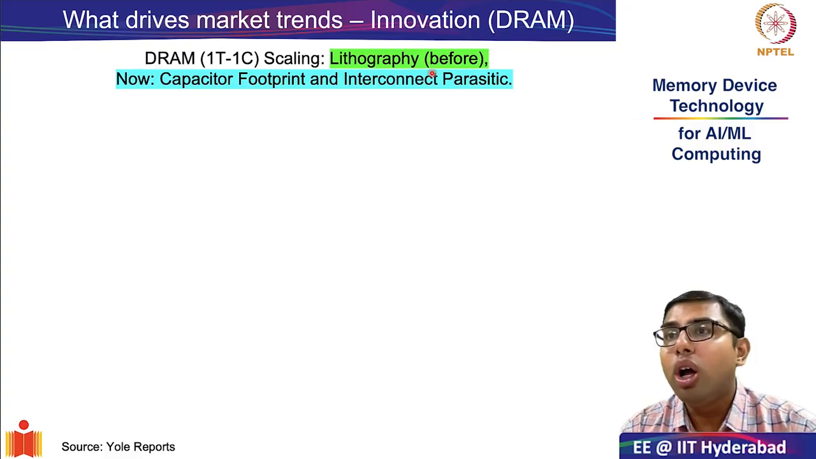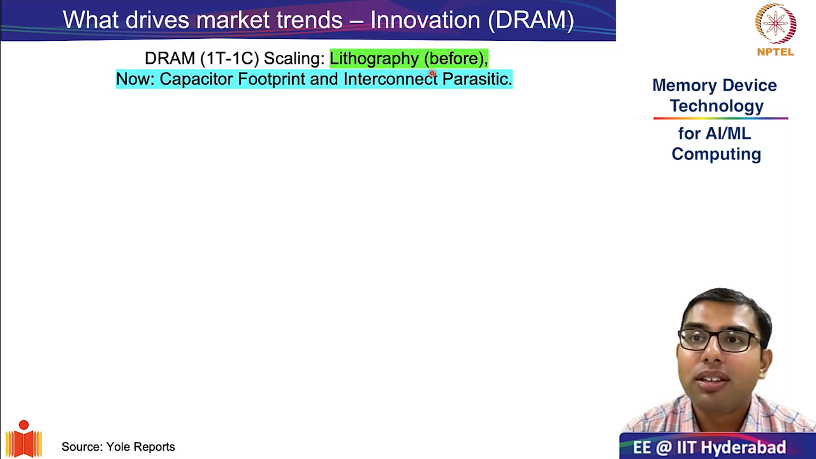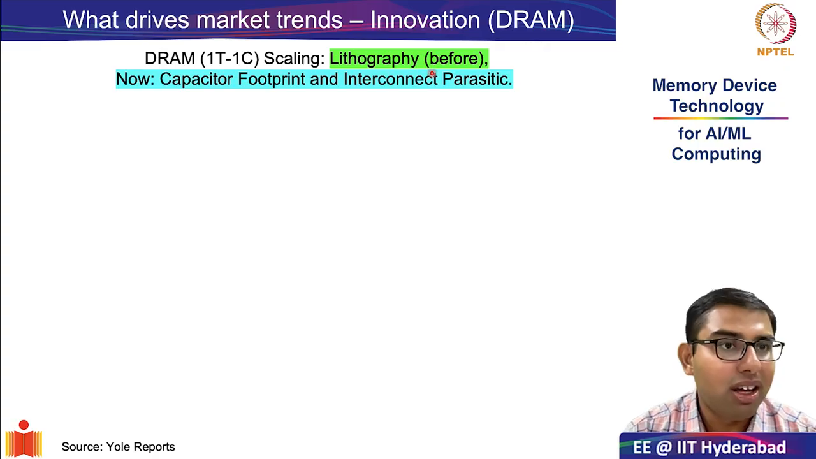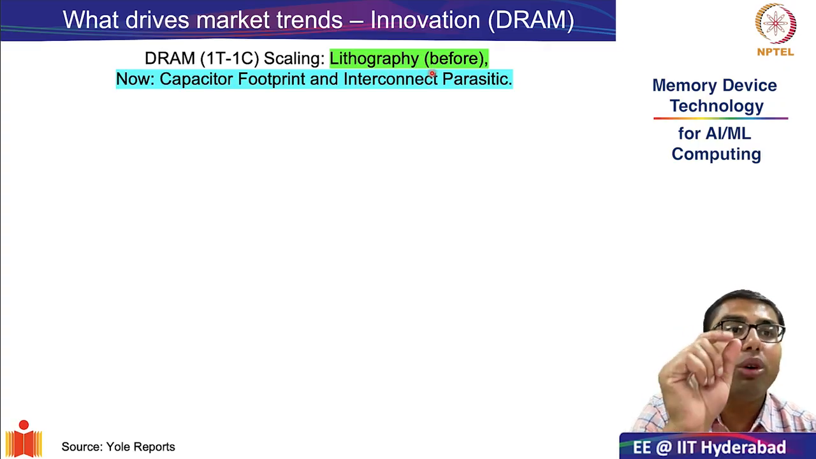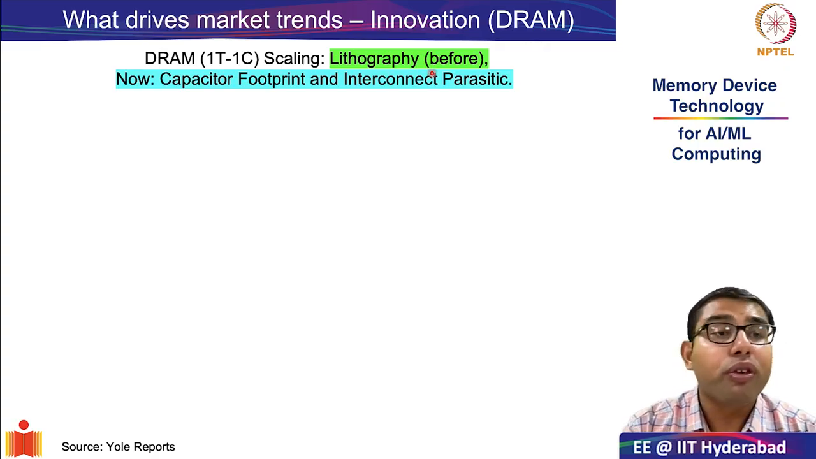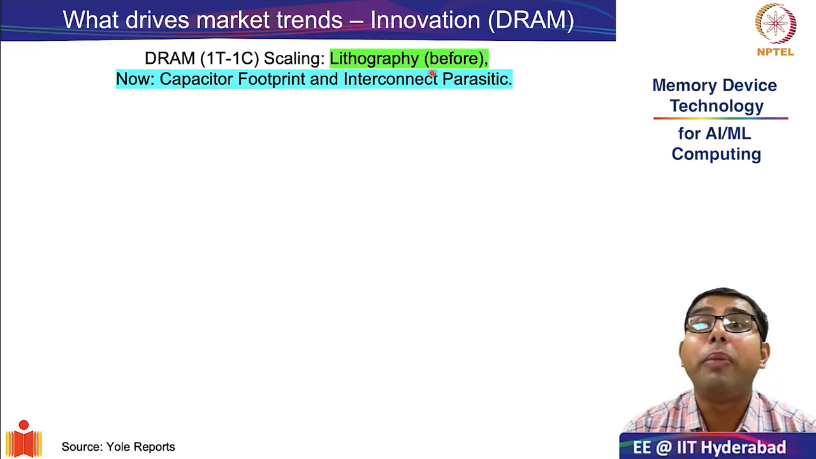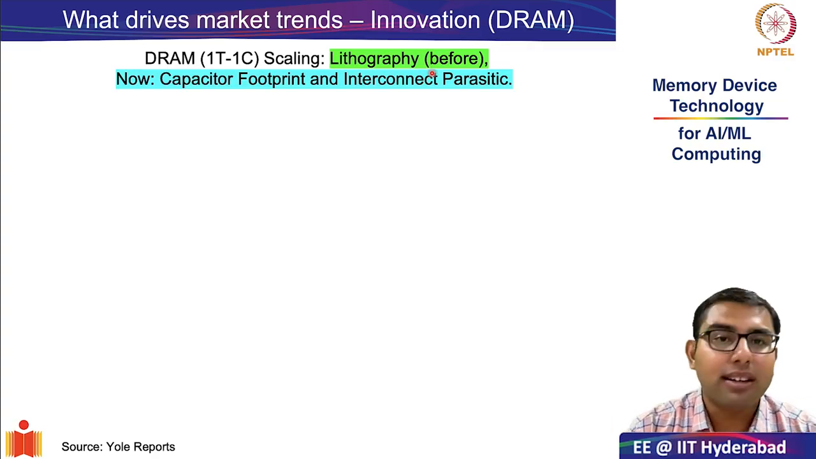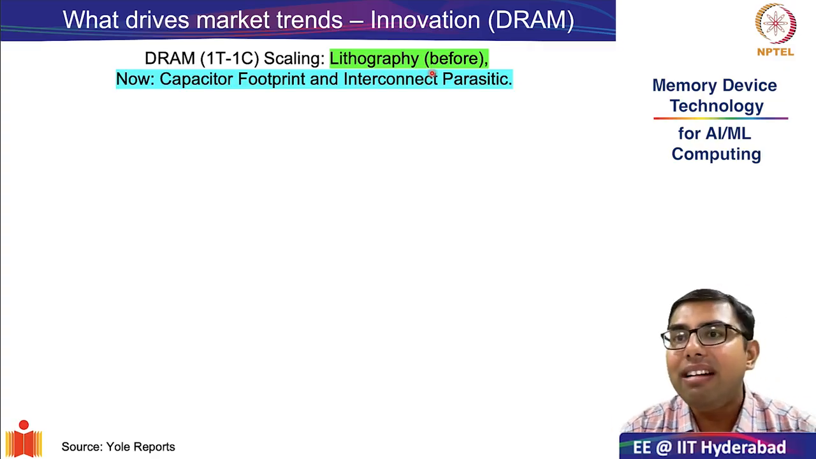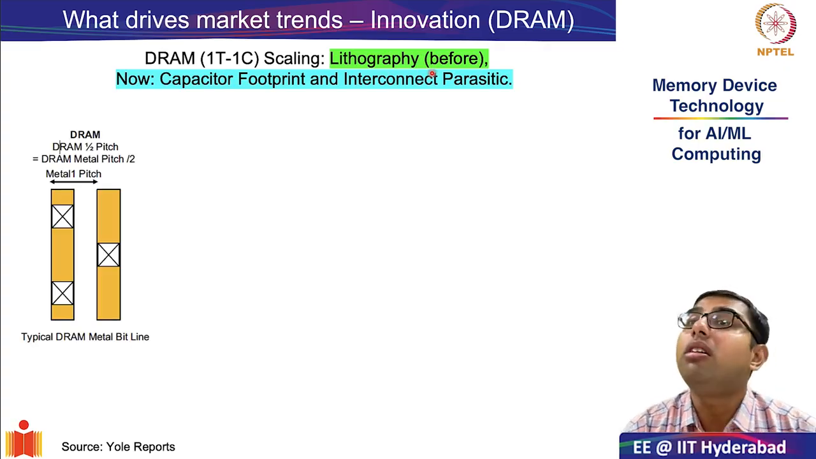This, along with trying to make interconnect parasitics manageable. Just as we discussed a few slides back, when you try to scale technology nodes and try to reduce the size of the interconnects from which you access data from the memory cells, the parasitics start becoming a problem. So how do you manage both these factors? Capacitor footprint and interconnect parasitics determine how well you can scale the DRAM cell.